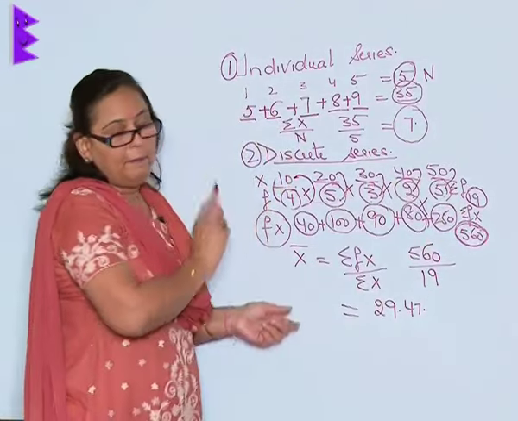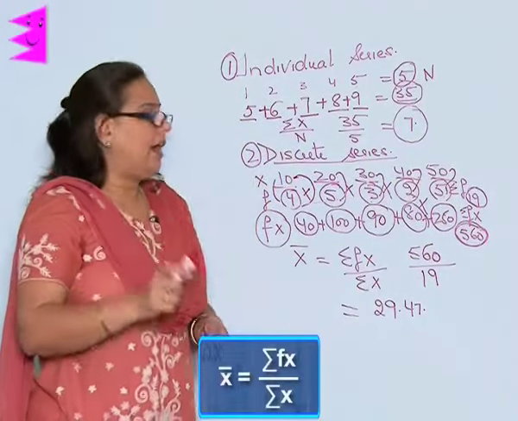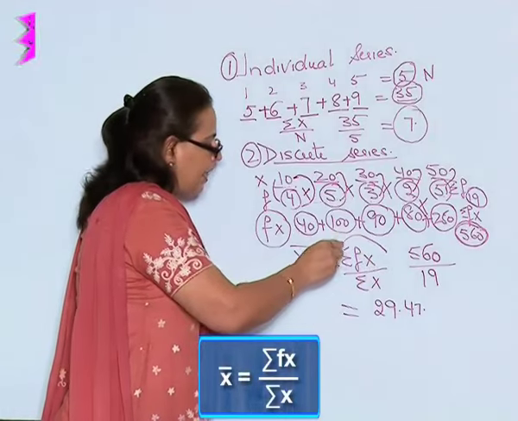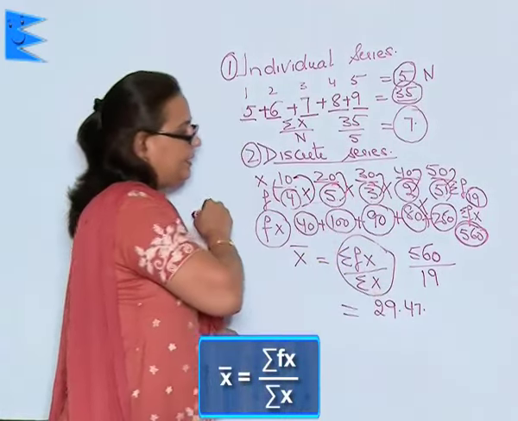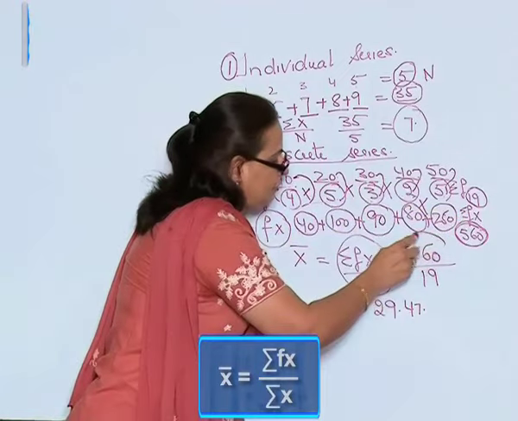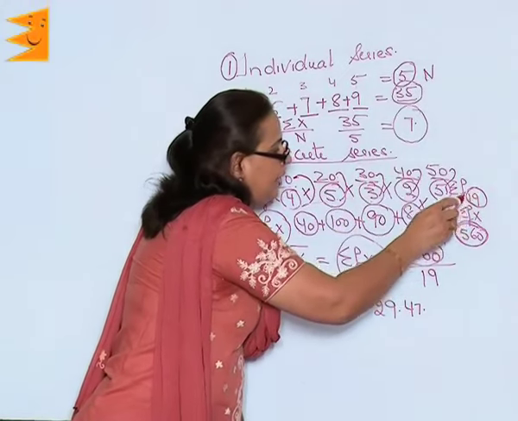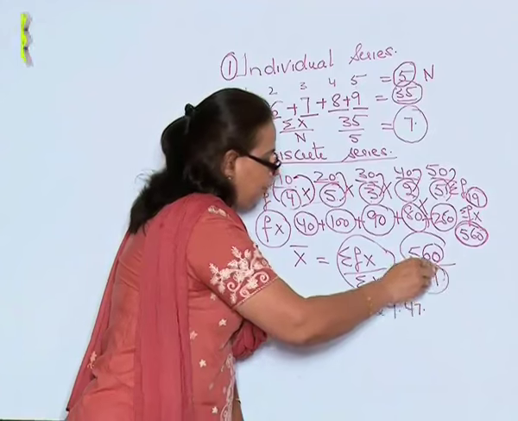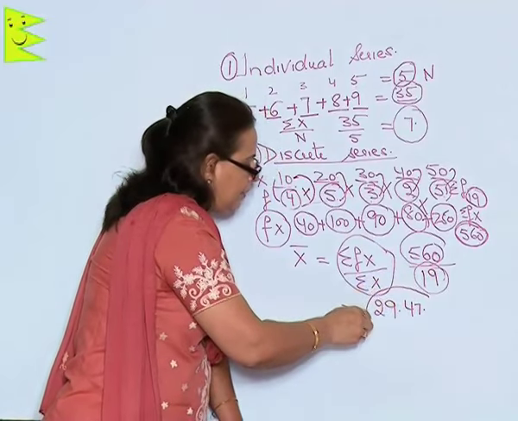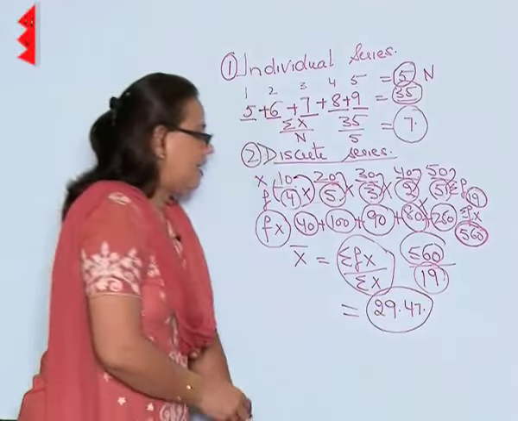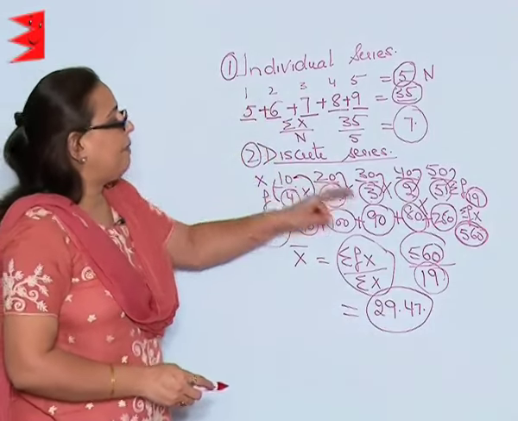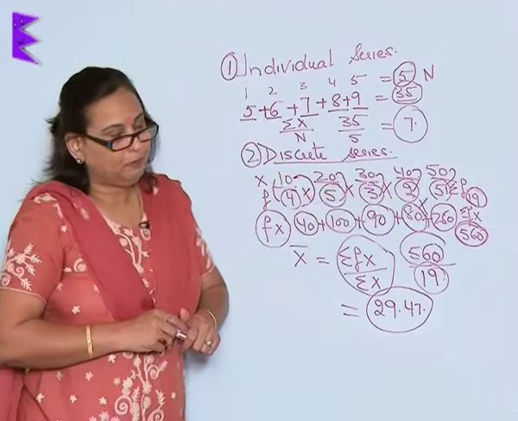Now, the formula applied is x bar is equal to sigma fx upon sigma f. Sigma fx is 560 and this is 19, which will give me 29.47 as the average marks obtained by the 19 students.